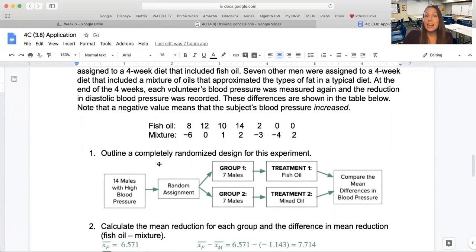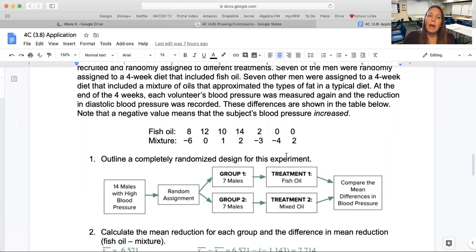All right, so we want to outline a completely randomized design for this experiment. And when they say something like outline a randomized design, you can use a flow chart, or if you have an easier time writing a list since you're on Google Docs, that will be fine too, as long as you can see the flow of the experiment and the structure of the randomized design.